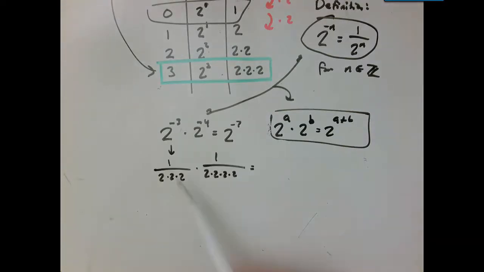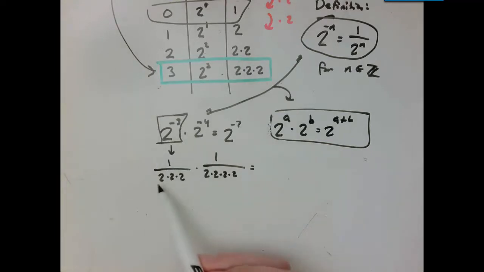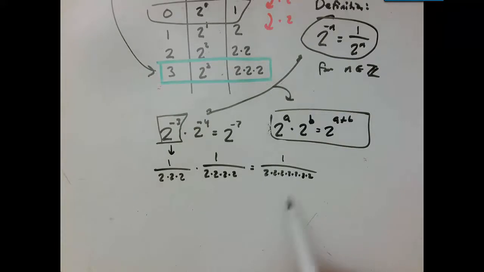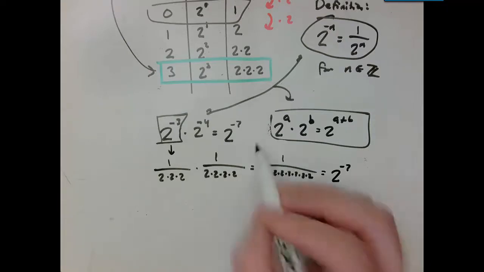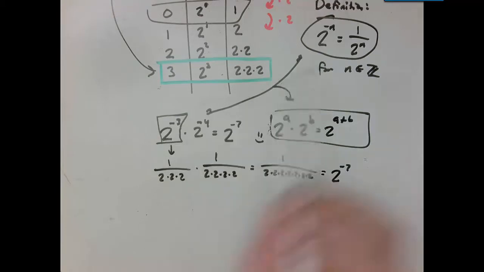Go ahead, give it a try. All right, so if I apply my definition of what 2 to the negative 3 means, it's the reciprocal of 2 to the third, so there we are. This is the reciprocal of 2 to the fourth, so there we are. And you can see that this is the same thing as 1 over 7 2's. And then applying again the definition, that's the same thing as 2 to the negative 7th. So we've verified that according to our definition, this rule still holds.